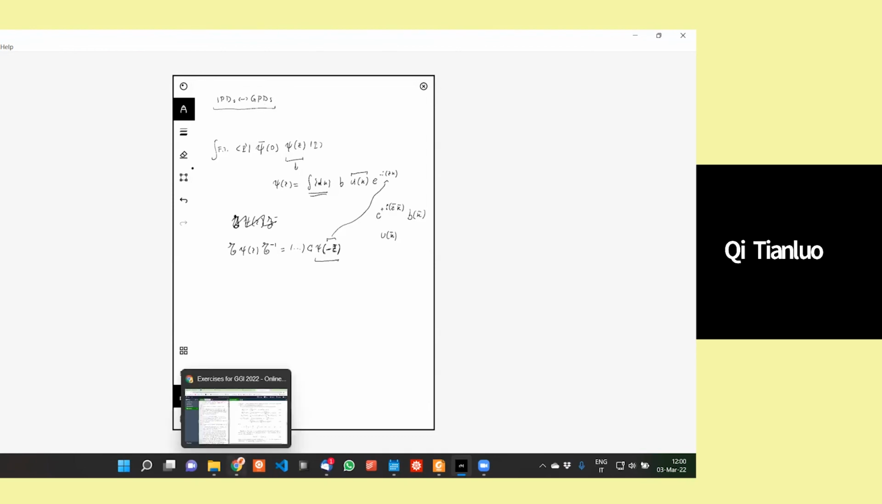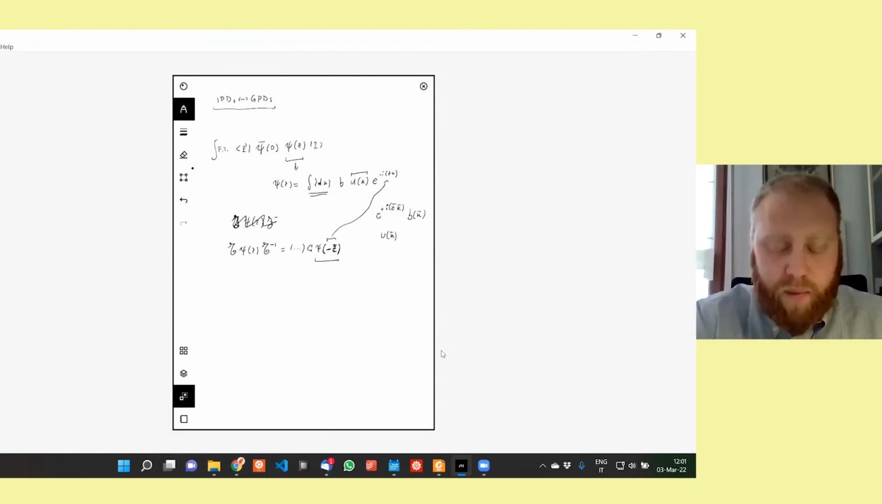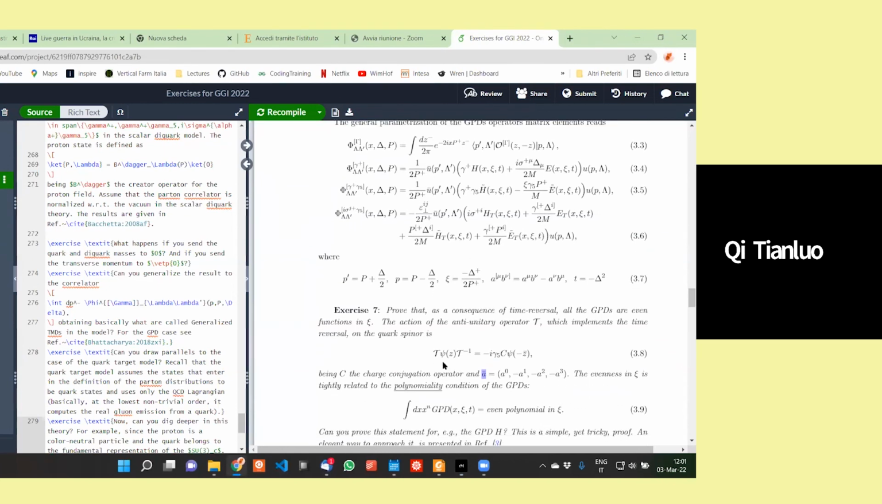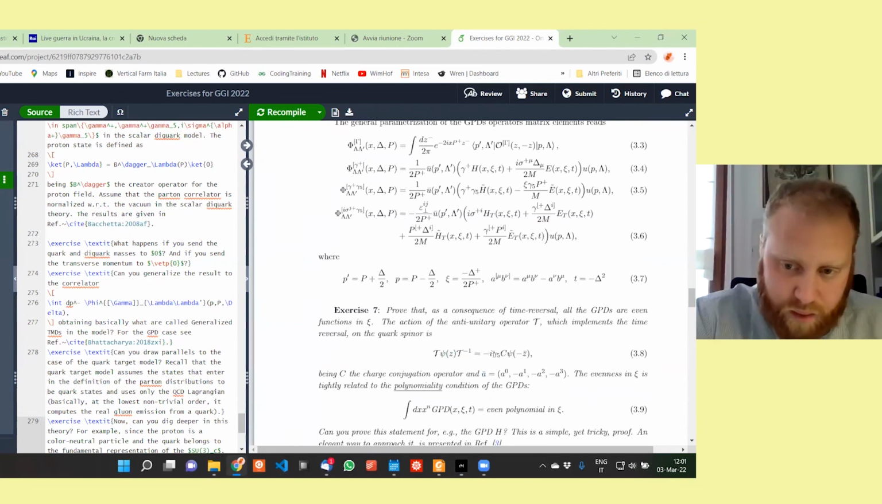So is there a way that we can prove this, T psi T minus 1 equal to something else? I mean, so your question is exactly 3.8? Yeah. How do we prove this? For example, how do we deduce this? This is not deducible. This is the action.